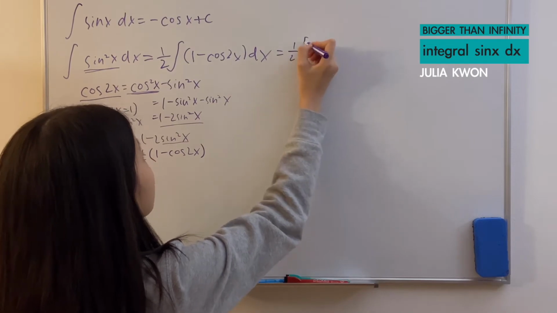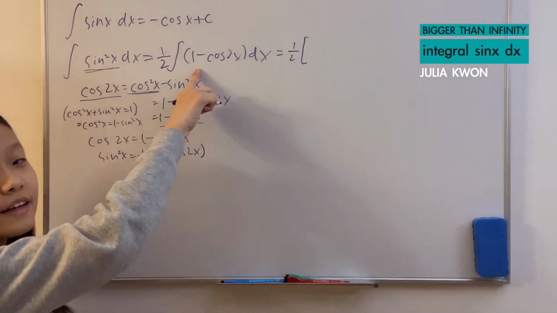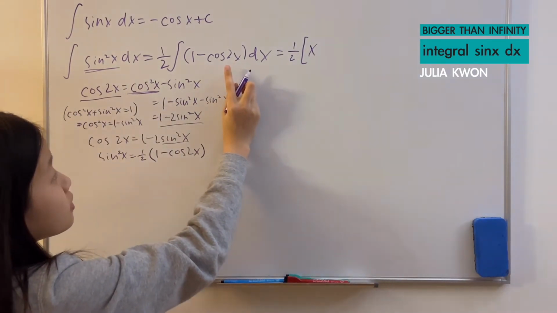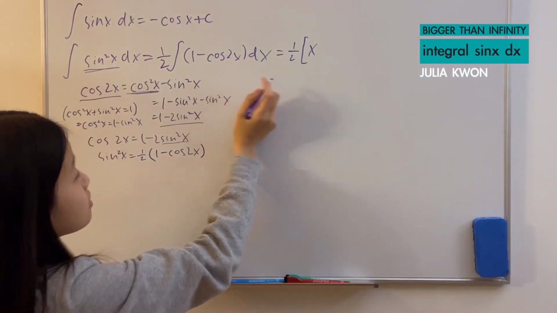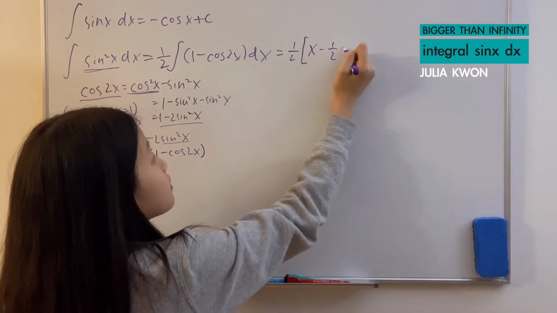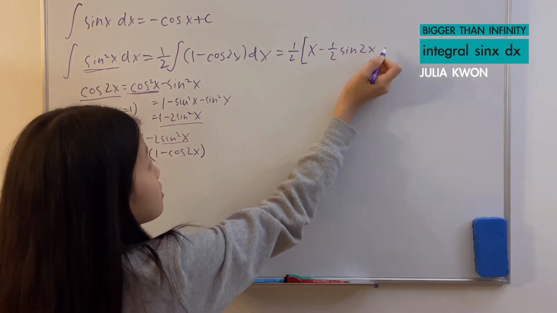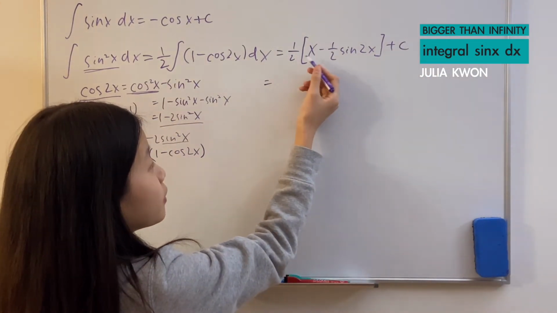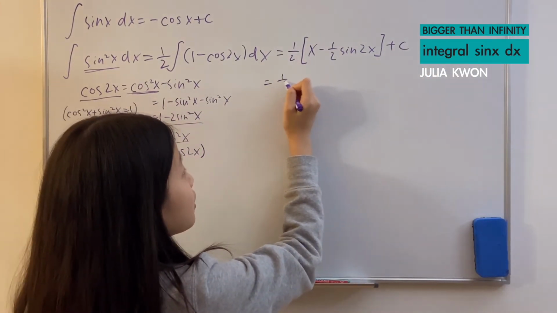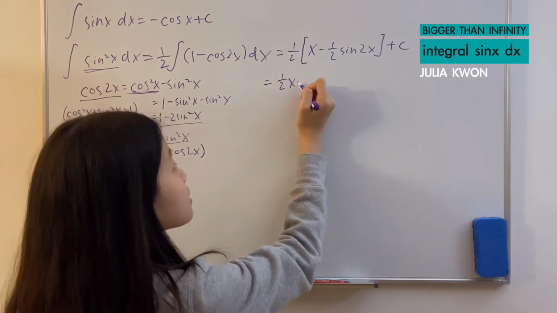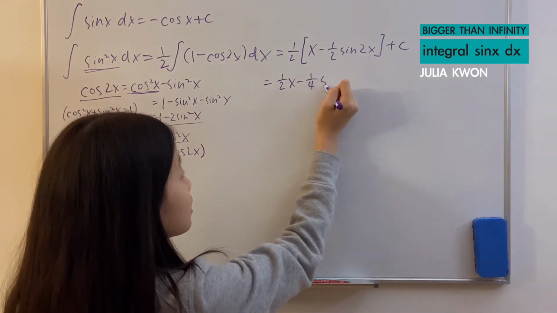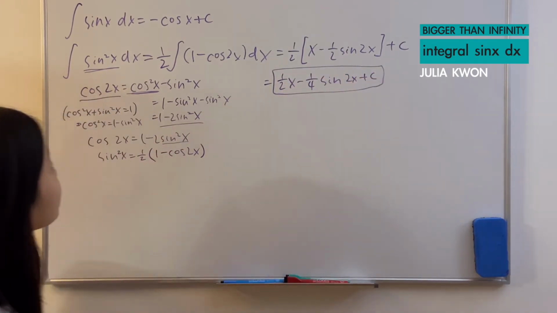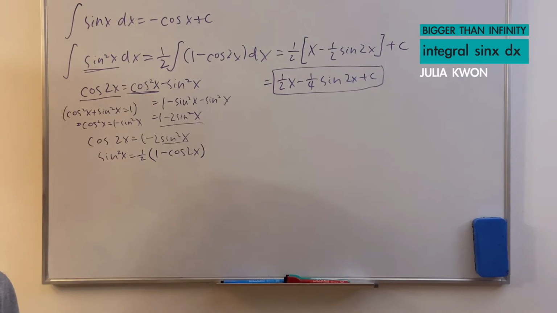The integral of 1 is equal to x, and the integral of cosine 2x is 1/2 times sine 2x, and you have to add the constant. If we simplify it a little bit more, then we would have 1/2 times x minus 1/4 times sine 2x plus c. That would be our answer for the integral of sine squared x dx.